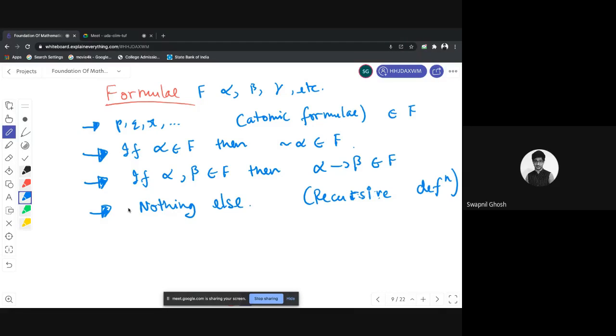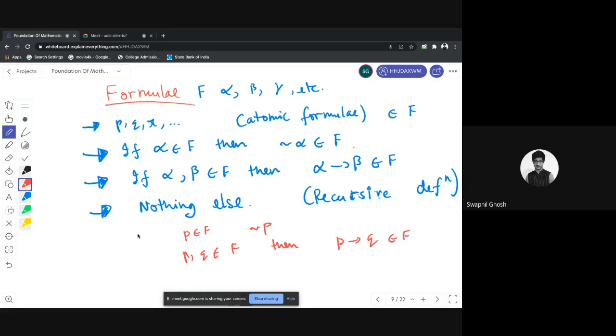So this is a kind of recursive definition. What this basically means is that we start with some atomic formulae P, Q, R, S, T. Because small p is an element of F, it says that if P is a formula, then not P is also a formula, and if P and Q are formulae, then P implies Q is also a formula.